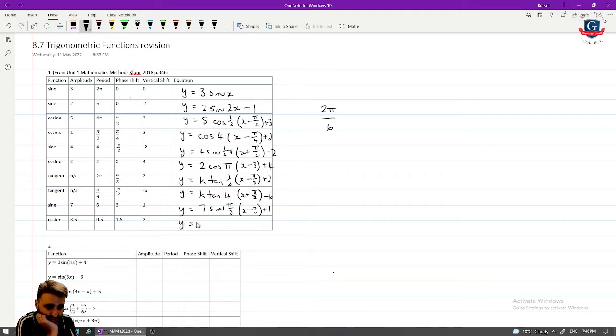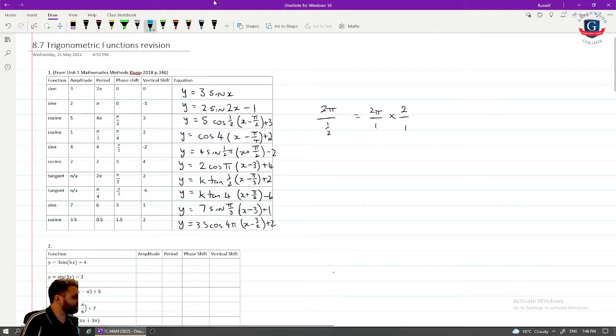Y equals 3.5 cos. 2 pi divided by a half is equal to 2 pi on 1 times by 2 on 1, so that's 4 pi. X take 3 on 2 plus 2.